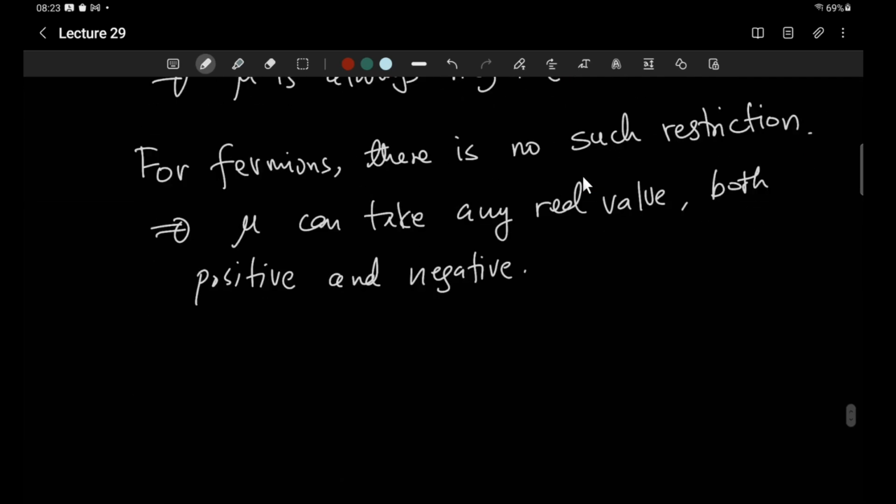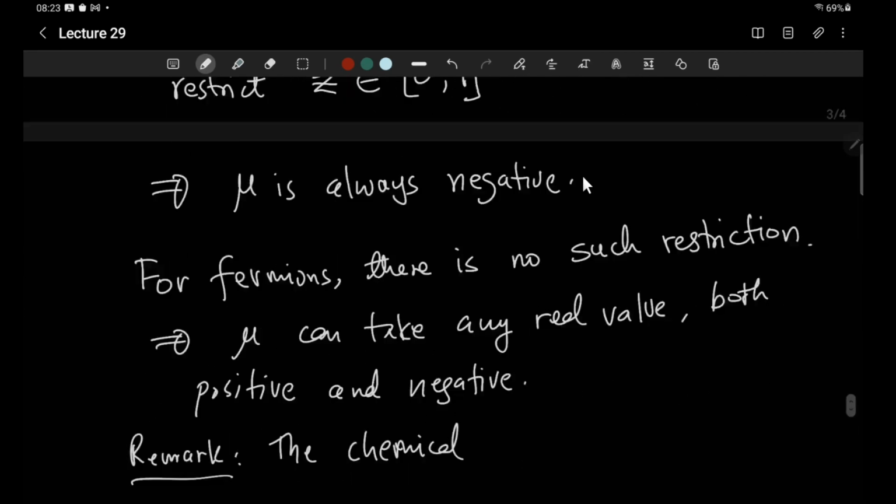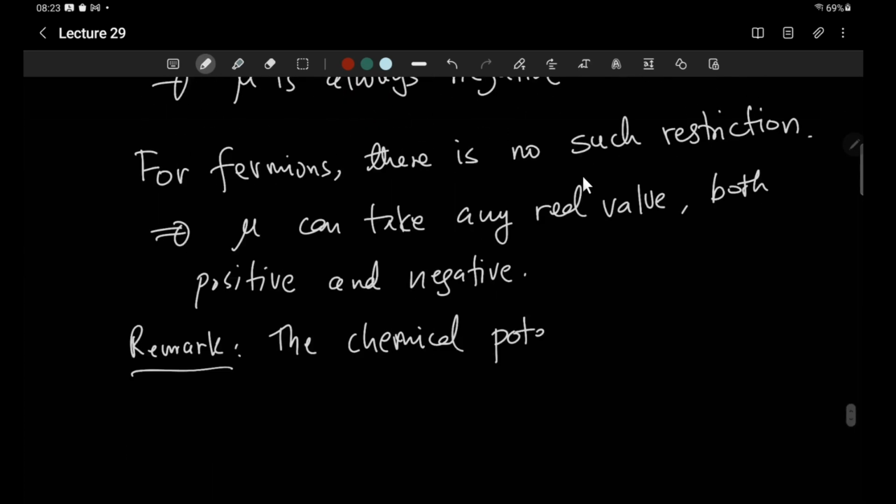And just a remark is that the chemical potential of the ideal gas was negative, right?